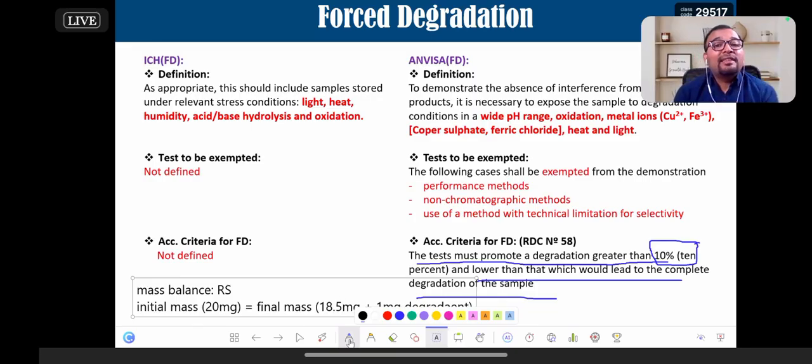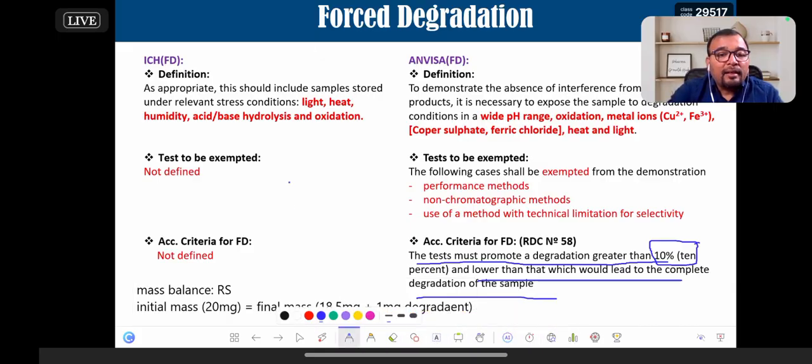Yes or no? Suppose you got 18.5 mg as a compound and 1 mg as the impurity. Now, how much is the mass balance you got? Is it 95% or 90.5%? I hope you understand how to calculate. So calculate 18.5 plus 1, how much is it? 19.5, right? 19.5 divided by 20, right?